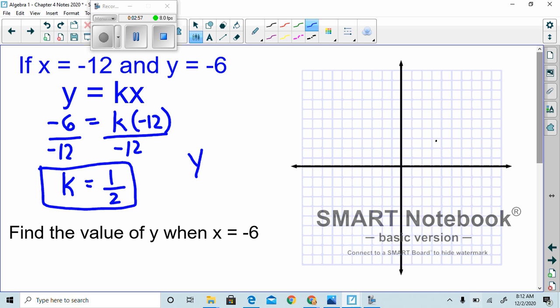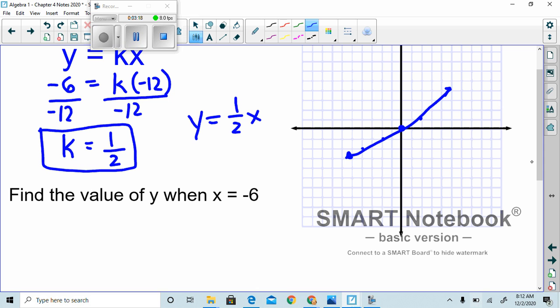The model of direct variation will be y is equal to 1/2 times x. Onto the graph. Origin, up 1, over 2. And connect your points. Okay, not the best straight line, but you got the idea.